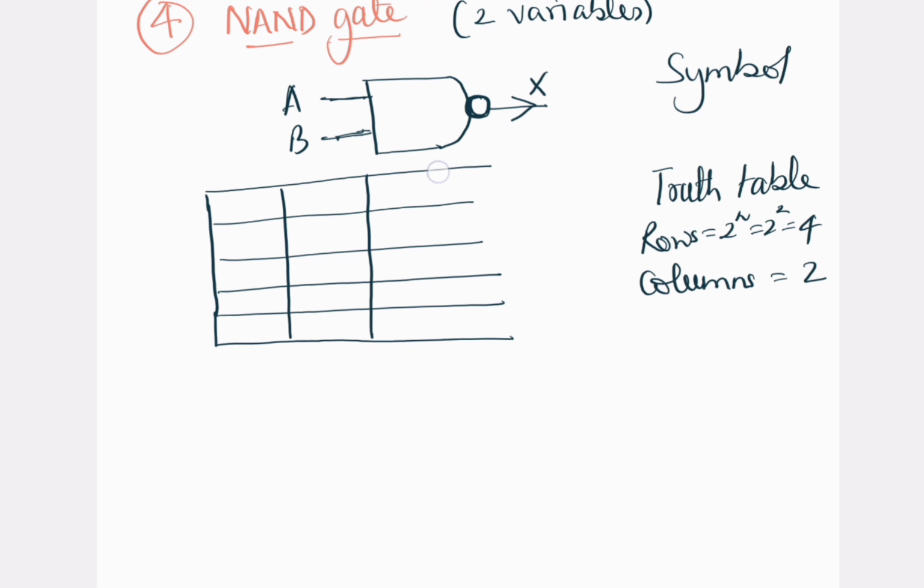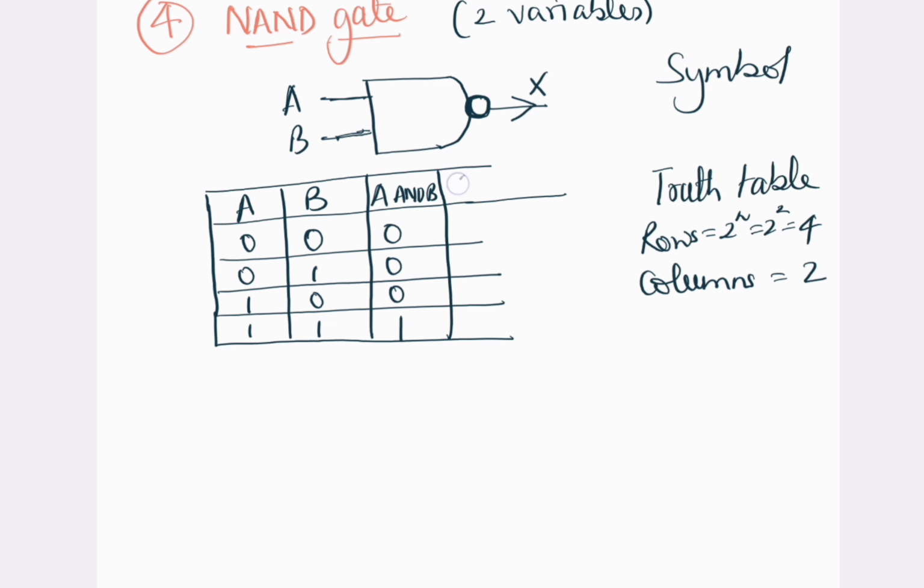So this is A and this is B. Let's put the inputs first. 0, 1, 0, 1, 0, 0, 1, 1. To start with, I'm going to write A and B. If you remember, A and B gives you 1 only when both the inputs are 1. And if you remember the Boolean algebra, it's multiplication.